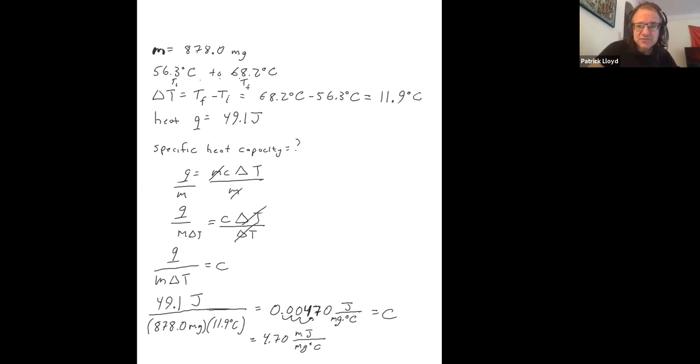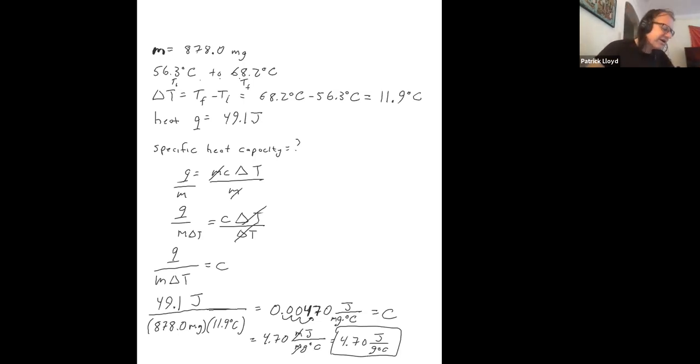Left is positive, right is negative. So 10 to the minus 3. 10 to the minus 3 is milli. So that's really 4.70 millijoules per milligram. And what happens? The millis cancel. So now you get 4.70 joules per gram degree C. So that's one way to approach it.